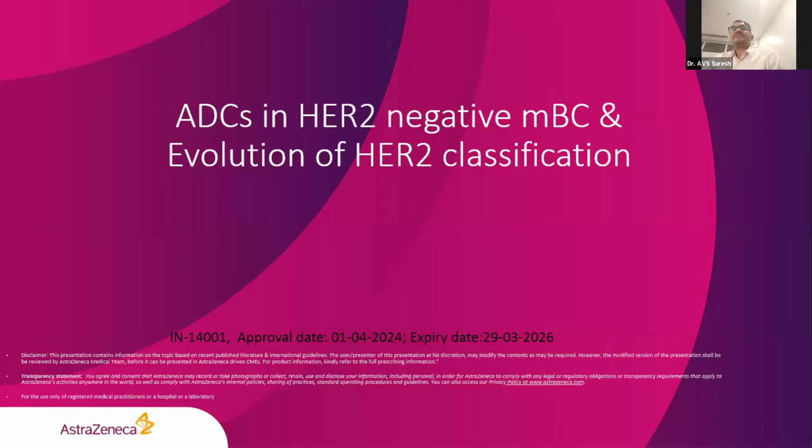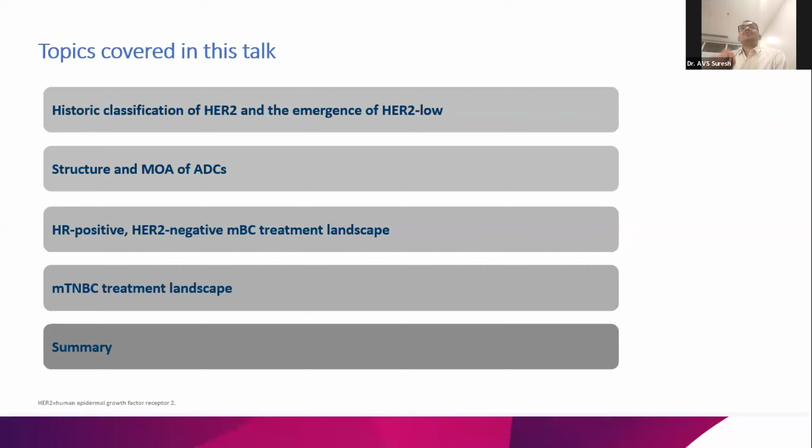Next, please. So we're going to tell about the historical, why the HER2 is 0, 1, 2, 3. Why not positive and negative like ER, PR? That is what we're going to discuss.